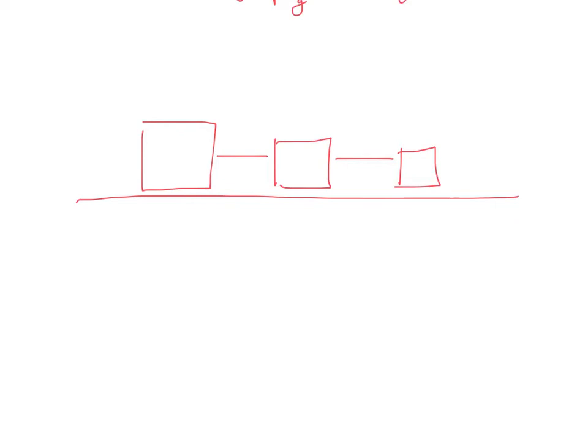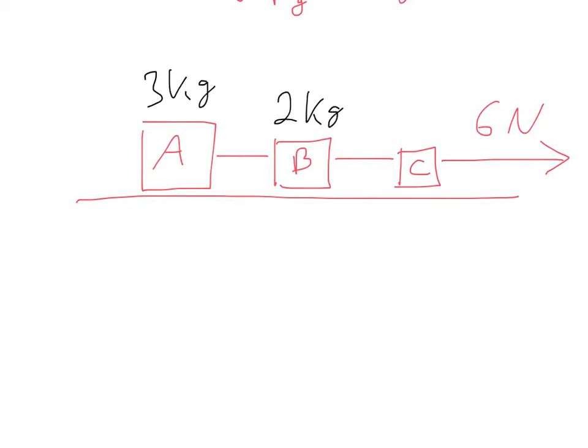So in this example, I have a frictionless surface and three blocks, A, B, and C, being pulled to the right with a force of 6 newtons. The mass of A is 3 kilograms, the mass of B is 2 kilograms, and the mass of C is 1 kilogram. Now you can see that the way that these will move is with the cords in between them being taut. And so there will be a tension in cord AB, there will be a tension in cord BC.